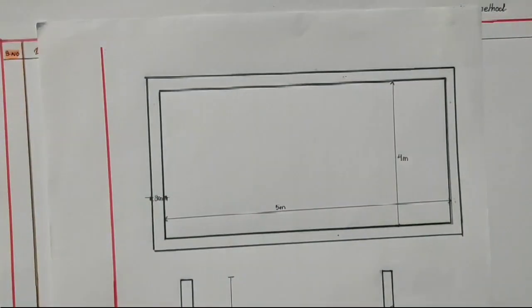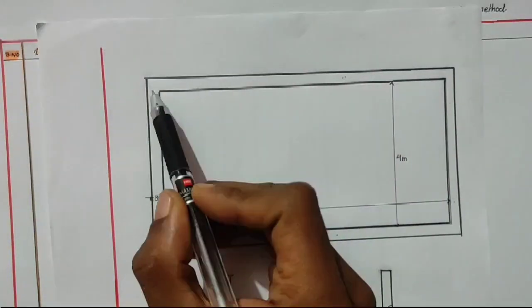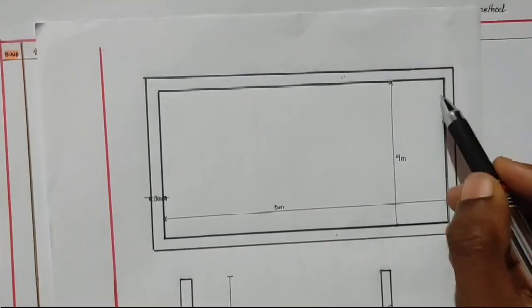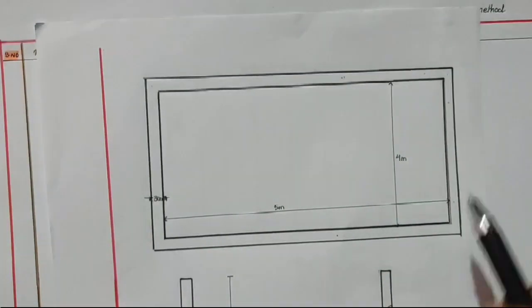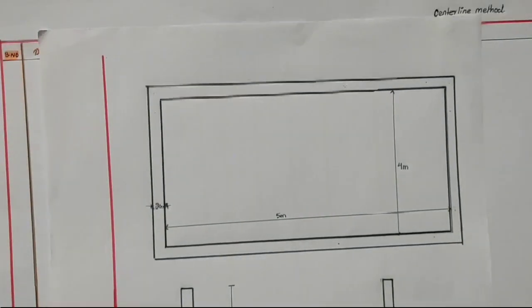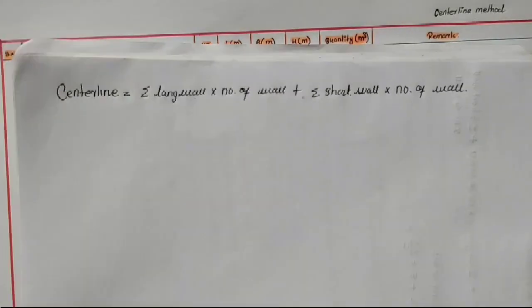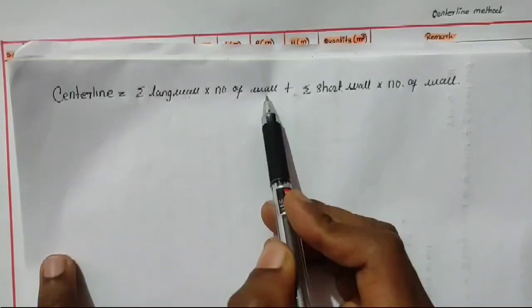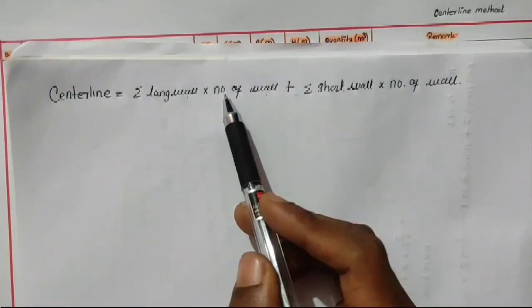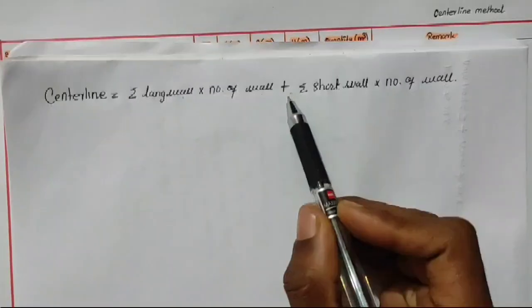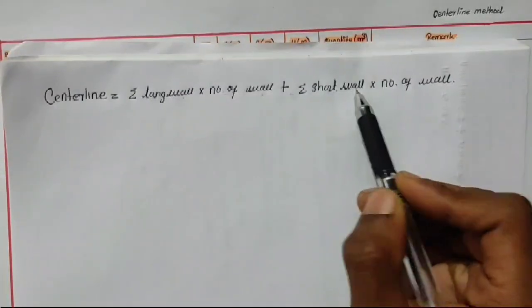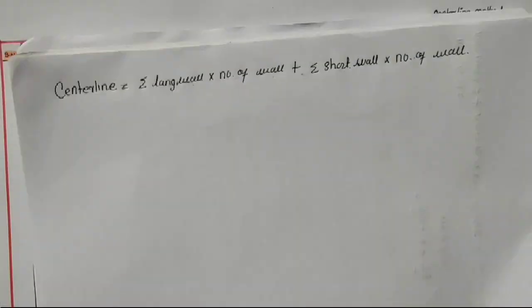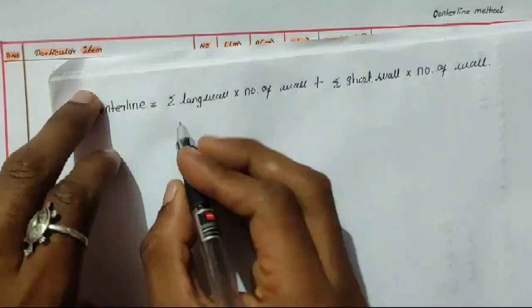So as the name suggests, center line. For the long wall we need to take from center here till here the total distance. Similarly in the short wall we need to take center from here till here. So let me give you the formula of the center line method. Center line is equal to summation of long wall into number of walls, that means how many long walls there are, plus summation of short wall into number of short walls. How many short walls are there in a plan? So let me calculate. First we will calculate for the long wall.